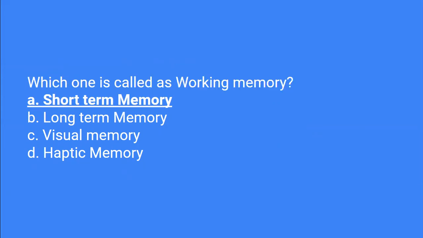Which one is called working memory? The options are short-term memory, long-term memory, visual memory, haptic memory. The answer is short-term memory.